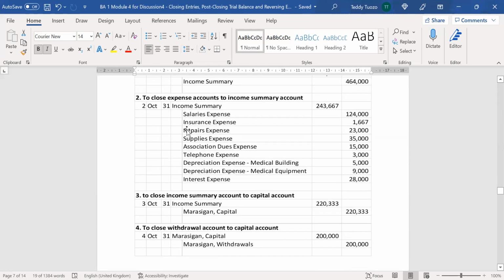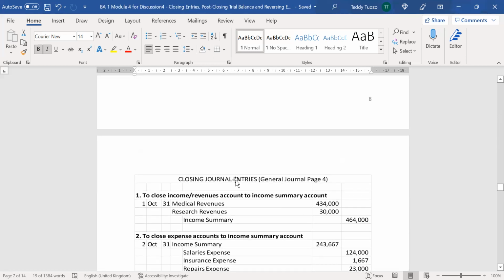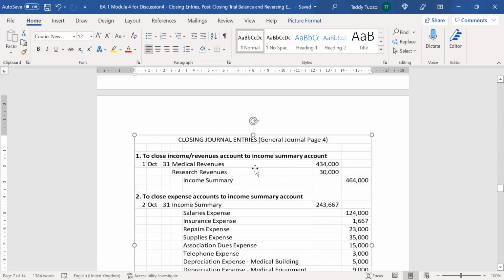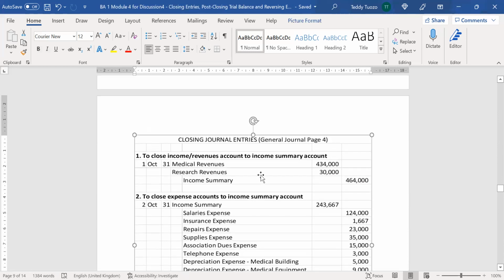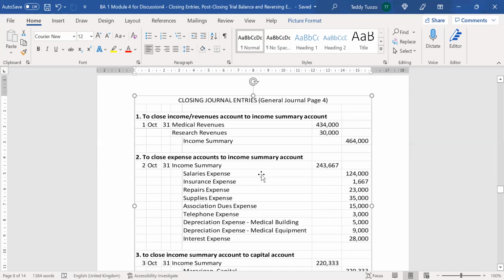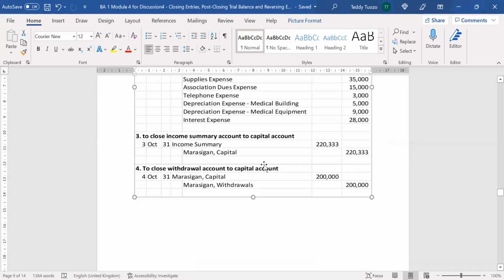So this is another example, for Harvard Medical Clinic, the Marasigan Capital. So these are the closing journal entries for Harvard Medical Clinic. So these are the closing entries.